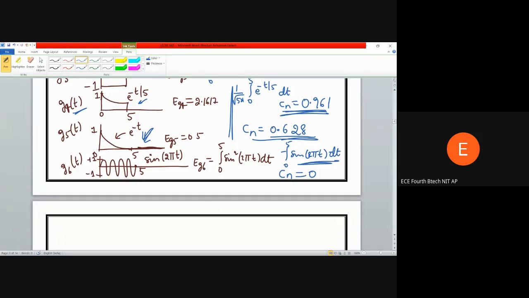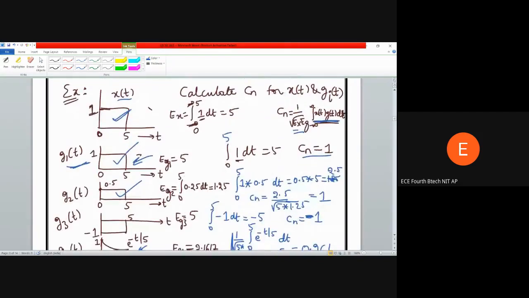The signal G6 of t is orthogonal to the original signal, that is x of t. So G6 of t is orthogonal to x of t. That means these two are completely strangers. That is the only thing I can say at this particular point. So Cn is a measure of the similarity of the wave shapes.